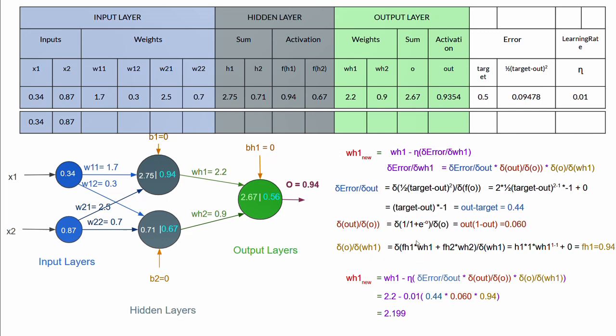So probably this will be 0 and you will remain with this, and you will get this value. So only this value is different while calculating Wh2 new. Then next we need to calculate W11, W12, W21, W22.